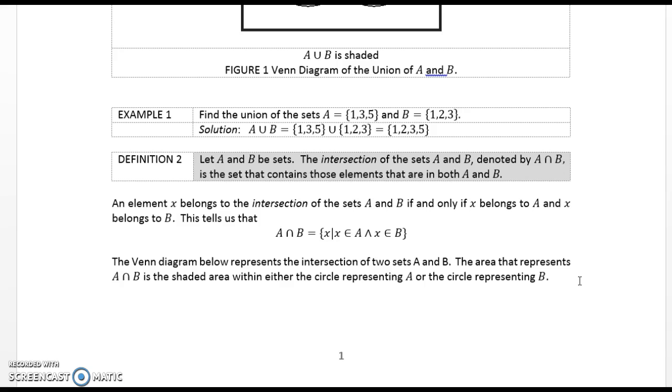The Venn diagram on the following page represents the intersection of two sets A and B. The area representing A intersection B is the shaded area within both the circle representing A and the circle representing B.